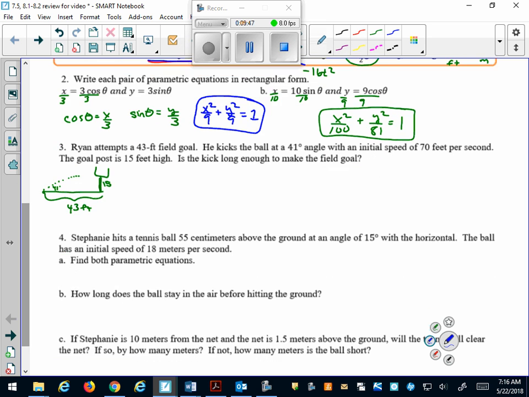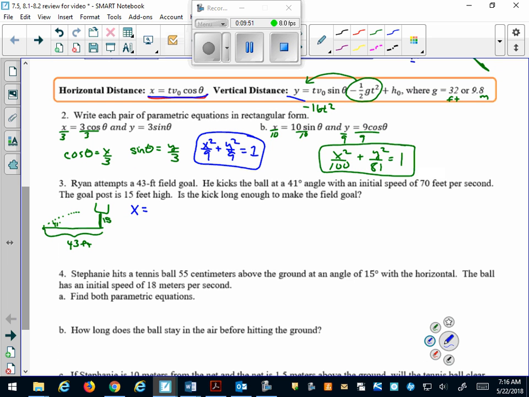Okay, so we're going to get our x equation: initial velocity 70 times cosine, remember the x is always cosine, of the 41 degrees, and then do a t at the end. Now, that turns out to be x equals 52.83t. Okay, so there's our x equation.